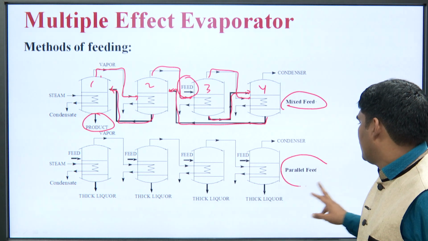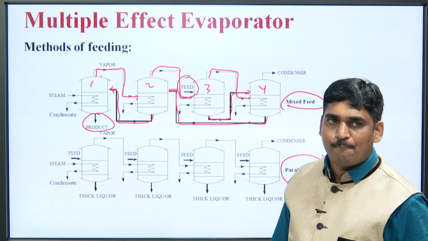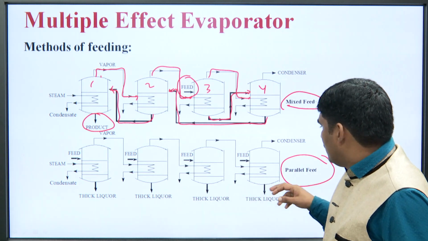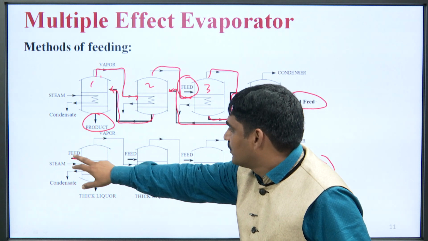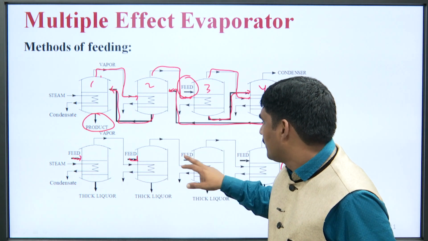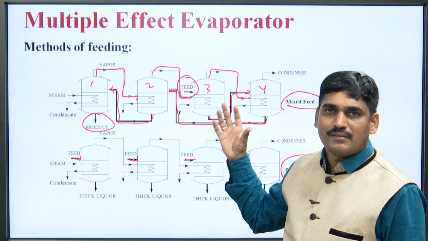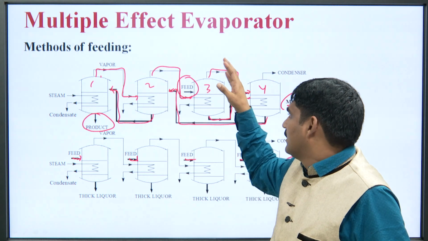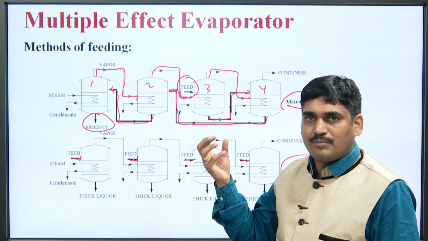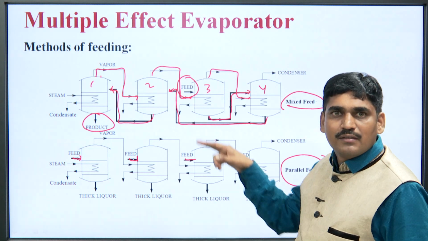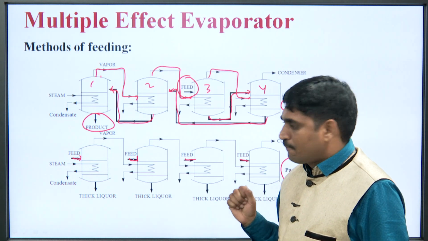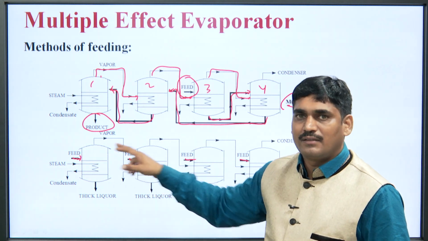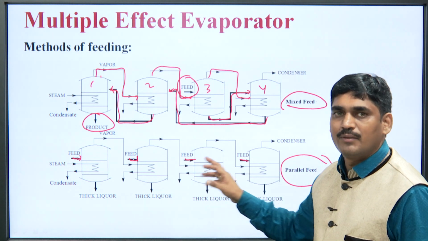Last is the parallel feed method. In this case the feed is introduced into each evaporator separately. In previous cases the feed, a dilute solution, is introduced in the first effect evaporator, then the concentrated product goes to the second, then third, then fourth, like that. But in parallel feed the dilute liquid is fed into all the evaporators.